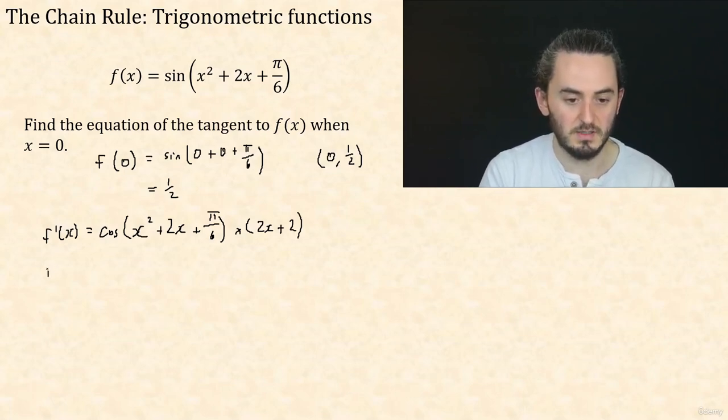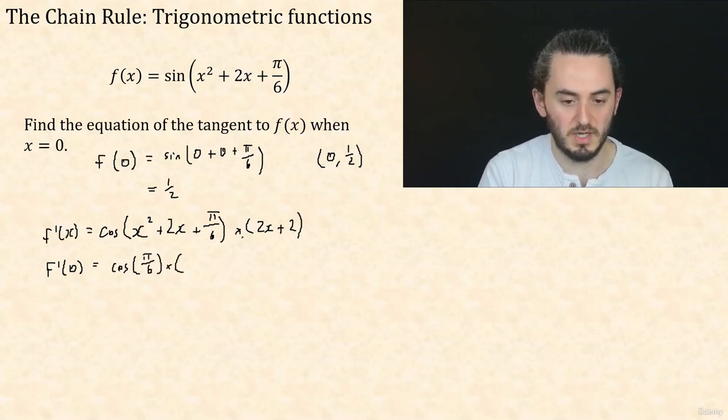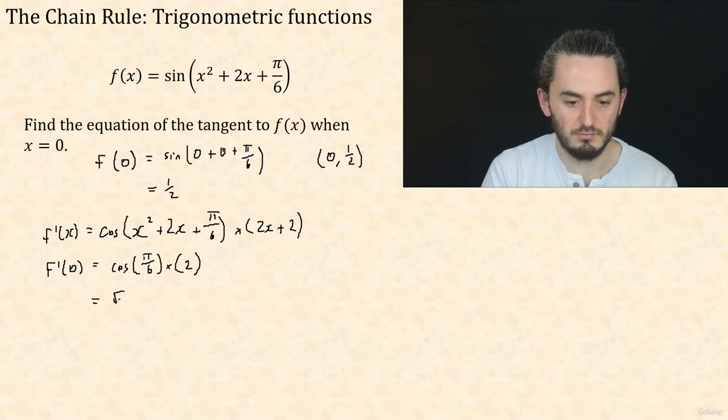Okay, sub in x equals 0, and what have we got? We've got cos of 0 plus pi over 6, so cos of pi over 6, multiplied by 2 times 0 plus 2, which is just 2. So what's that? Well, cos of pi over 6 is root 3 over 2, and that's times 2, so my gradient is just root 3.